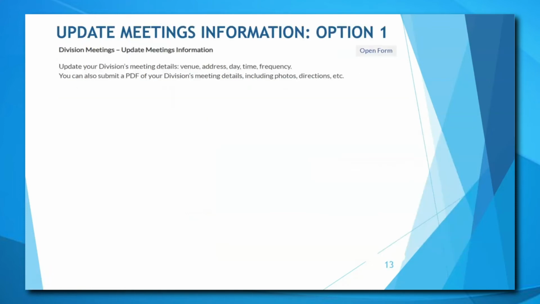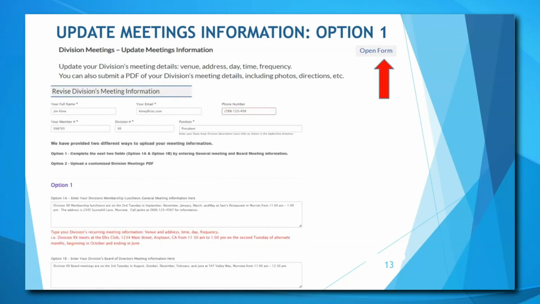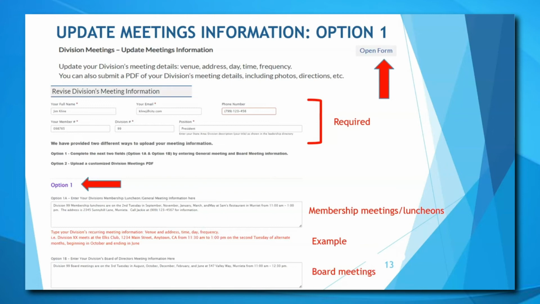To update your division's meeting information, just click the Open Form button. As before, fill in the upper portion and then scroll down to the instructions. And you have two options here. Now, option 1 allows you simply to type the new information into a box. The top box is for your membership luncheons or your general meetings. An example is provided for you in red. The bottom box is for updates to your board meetings. Now be sure you type the information into the correct box.